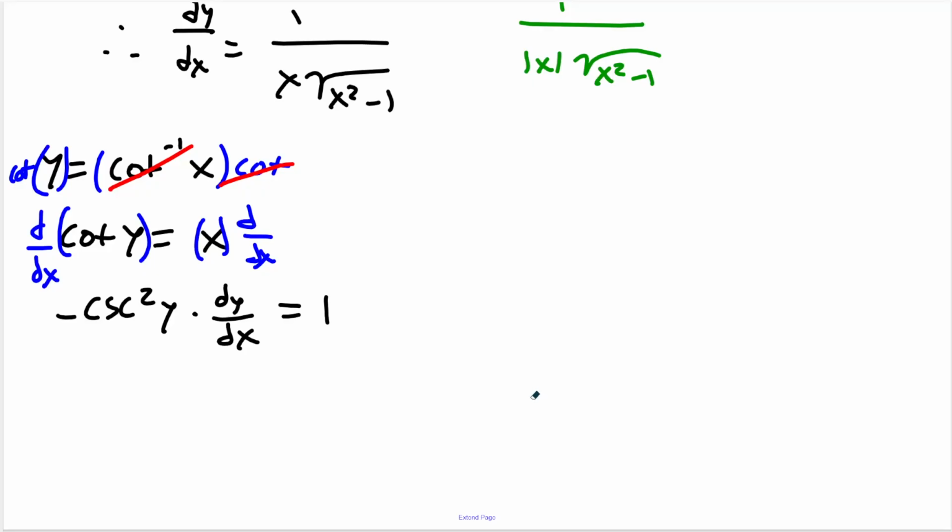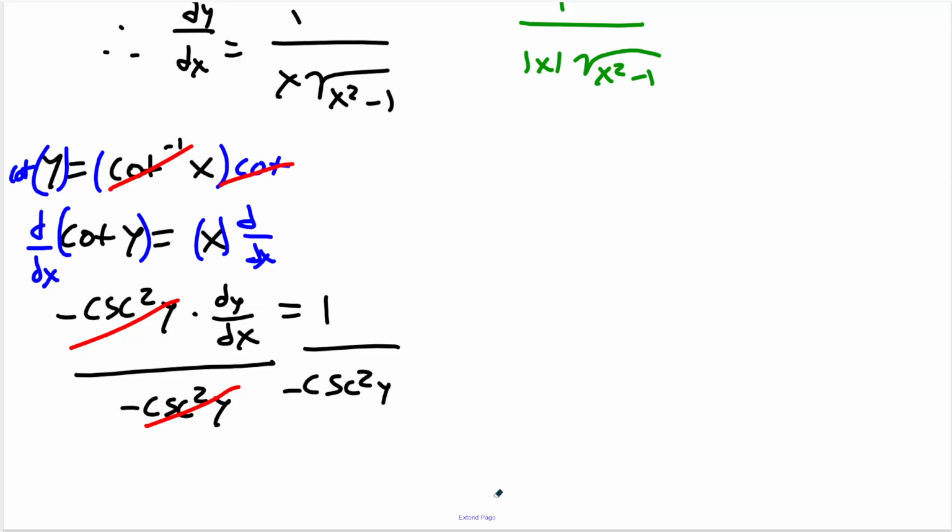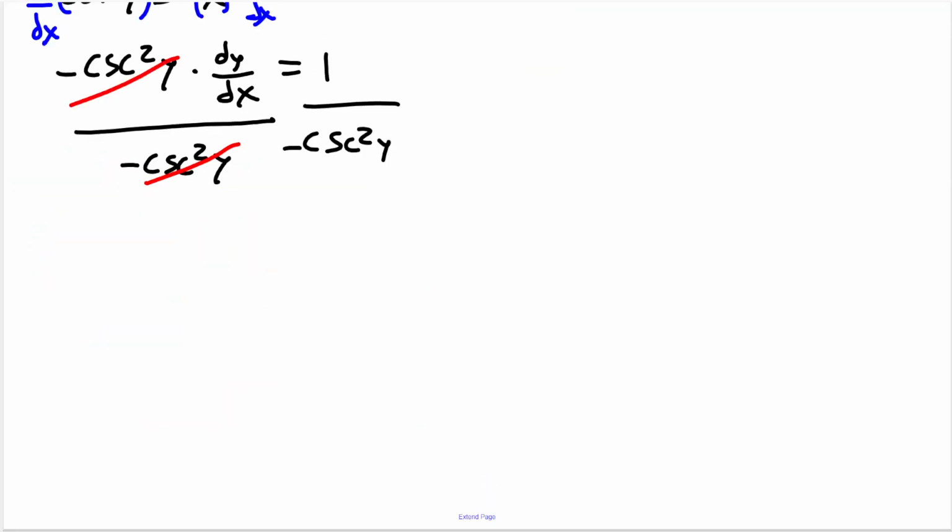Yeah, your co-inverse trig derivatives as well should be negative. So anyway, we want to isolate dy/dx on both sides by dividing by negative cosecant squared of y. These cancel here, and we get dy/dx equals 1 over negative cosecant squared of y.